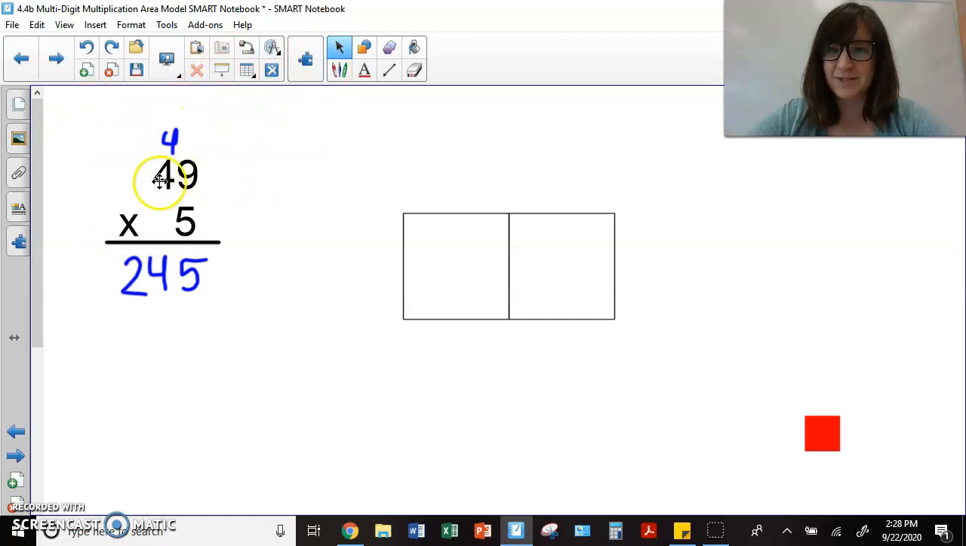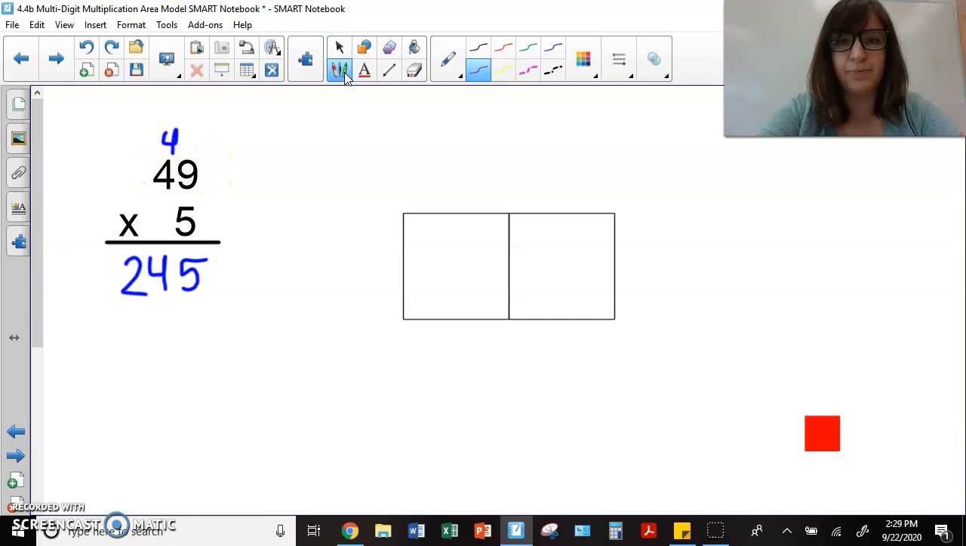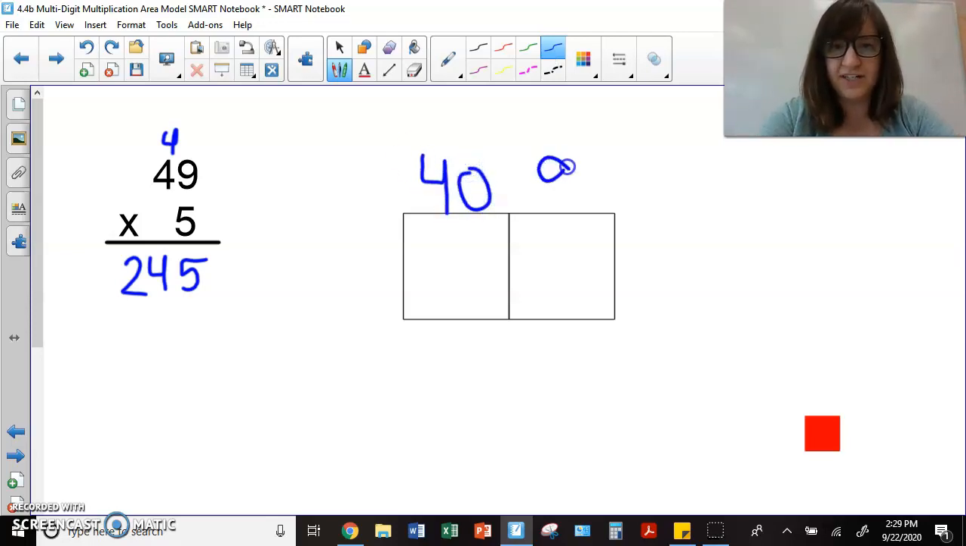So I'm going to take this problem. I'm going to take the number 49 times 5, and I'm going to write these numbers on the outside of these boxes. And then I'm going to multiply, and I'm going to fill out numbers inside of these boxes. So I'm going to take 49 and break it apart into expanded form. So the 4 in 49 is worth 40 and the 9 in 49 is worth 9. So 40 plus 9 is equal to 49.